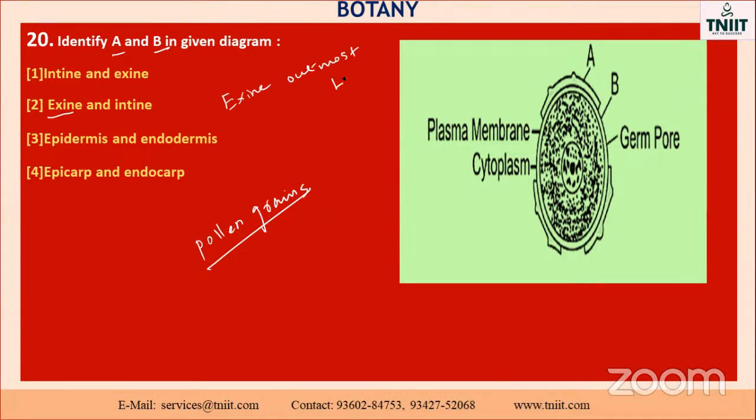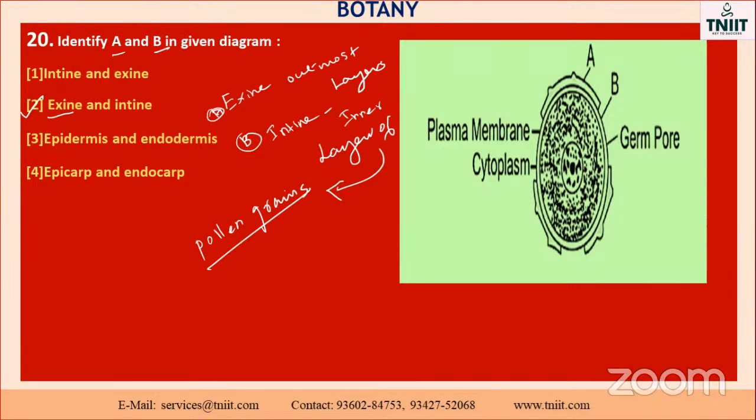The outermost layer is the first one, called A. And then B: intine means inside the layer, the inner layer of the pollen grain. So the answer is which one? Already we discussed this in the last class. Exine and intine is the correct one. Followed by that, there is a plasma membrane, and the germ pore is also there.